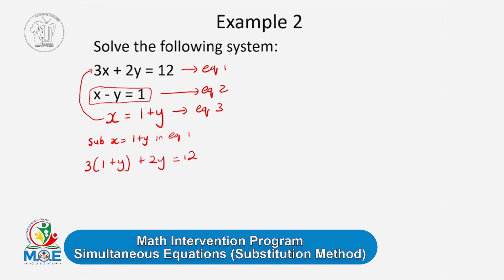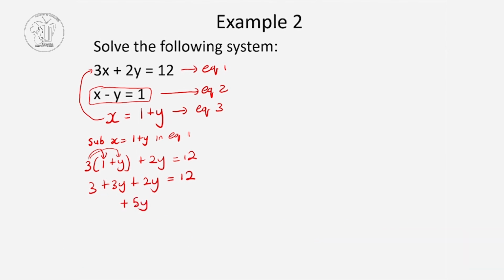And we do some simplification and solve. So we distribute this 3. So 3 times 1 would be 3. And 3 times y would be plus 3y plus 2y is equal to 12. And we simplify. 3y plus 2y would give us 5y, and this will be added to 3, is equal to 12. So we solve from here.